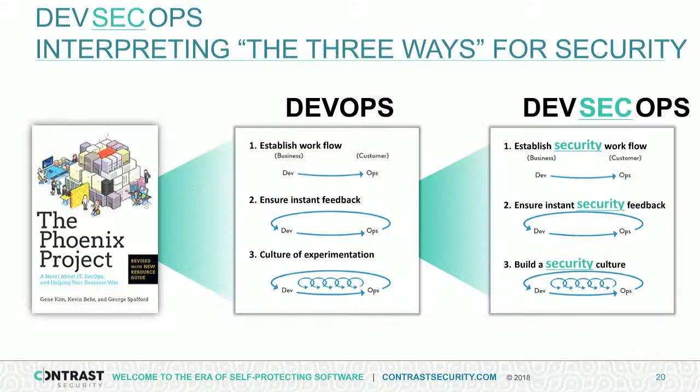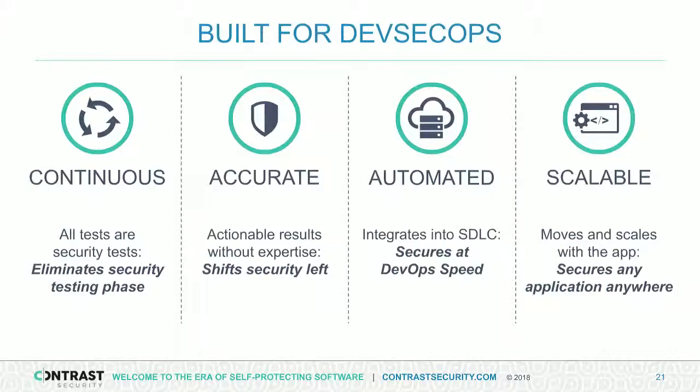So going from establishing a workflow, let's establish a security workflow. Let's make sure security automation is key here. Let's ensure that there's instant security feedback by leveraging other tools that you're using and integrating these for a rapid response. And let's build a security culture where security is top of mind, one where security is woven into the code as early as possible in the SDLC.